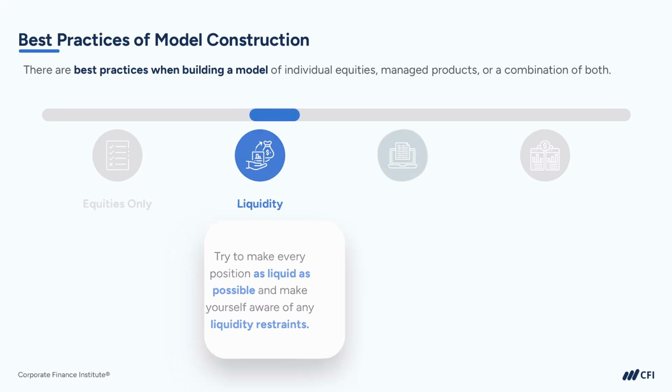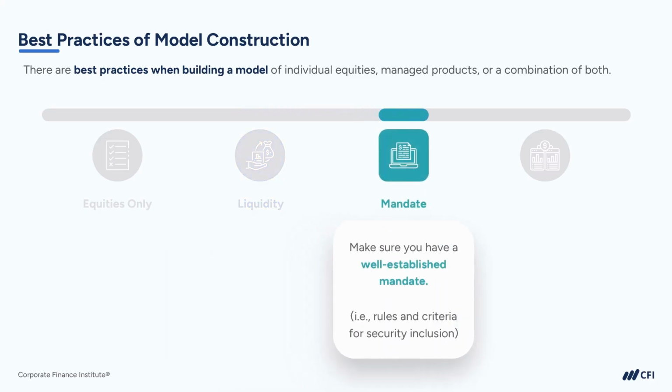Additionally, make sure your model has an established mandate. For example, if you're running a US large cap equity model, establish rules and criteria for security inclusion, and be sure not to deviate from those rules even when a lucrative investment opportunity is tempting you. The last thing you want is for a client to be under the impression that their funds are being invested in large cap stocks, only for them to see mid and small cap equities making their way into their portfolio unannounced.